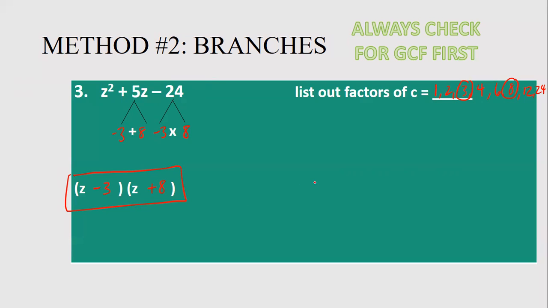Questions? Now remember, if you're unsure what you did, you can always use FOIL and check yourself. The goal is that you are doing these in your head eventually. So if you're always like, oh, I'm not sure, then you can always FOIL. Z times Z is? Z times 8 is? Negative 3 times Z is? And negative 3 times 8 is? So I have Z squared plus 5Z after I combine like terms, and I come back to my original, so I know that I did it right. Okay? Again, you can always check yourself.